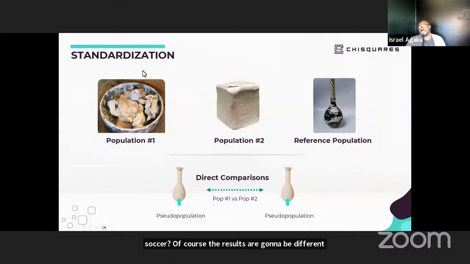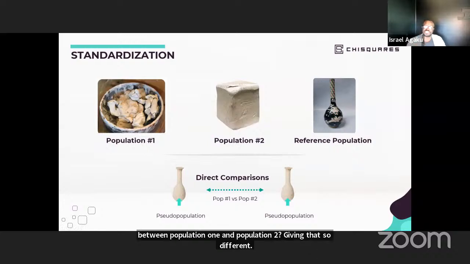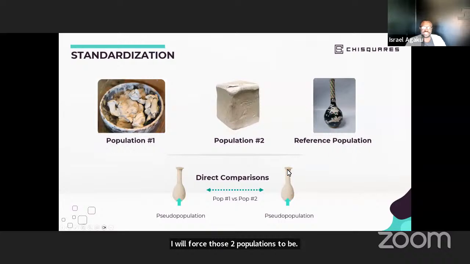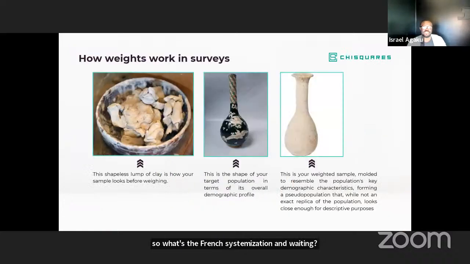So the question then becomes, how do we compare outcomes between population 1 and population 2, given they are so different? In standardization, what we do is take a reference population, another population, and we force those two populations to be like the reference population. And then we can compare populations 1 and 2. This is called standardization. I explain standardization because a lot of people always ask me, what's the difference between standardization and weighting? All right, so we know what standardization is. At least we have an idea of what it's supposed to do. Now, let's talk about weight.